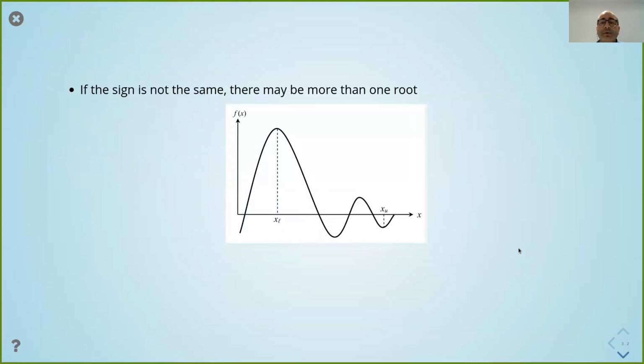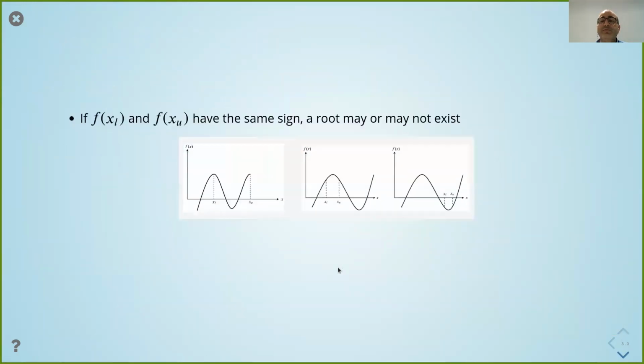Now, before we get going, we have to be careful about the fact that if we have two values that are of different signs, it doesn't mean that the root is unique. It could be that I have multiple roots, like in this diagram. So f of xl in here is positive, f of xu is negative. And as you can see, we're crossing 0. This is a root once, twice, so this is another root, 3 times, and this is a third root. So there is no uniqueness in here. We're simply saying there is a root. So this is the first point that we have to make.